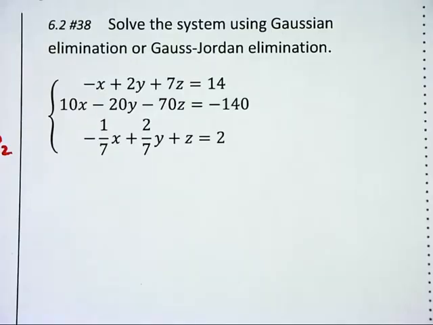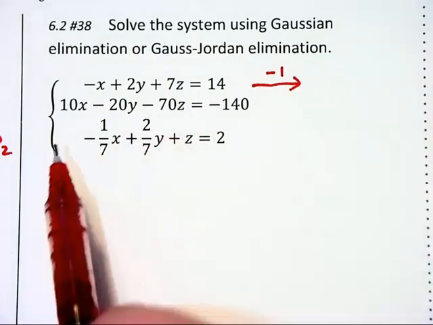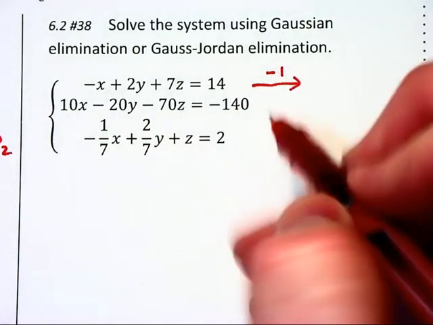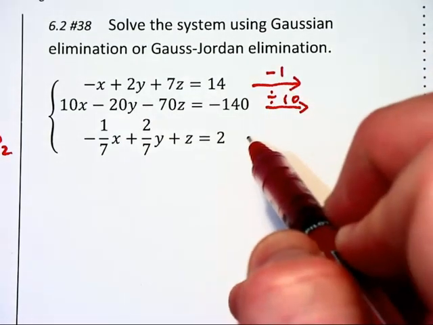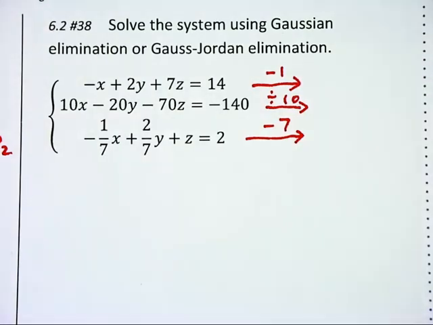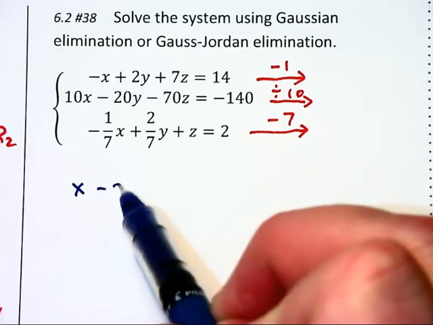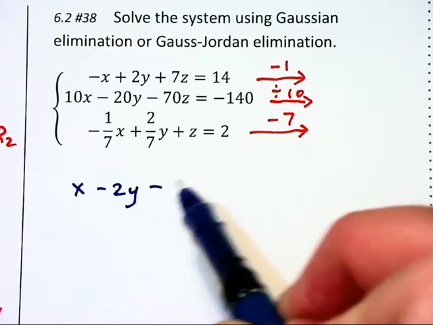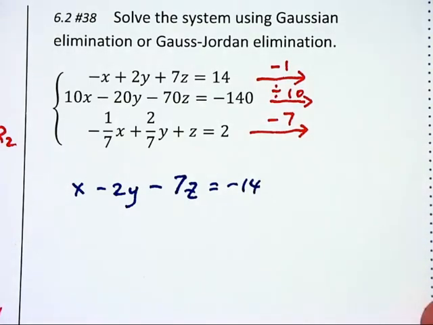Okay, another dependent system. We probably do not want the fractions and the negatives here, so I'm going to choose to multiply that first equation through by -1. I notice everything here is a multiple of 10, so I'm going to choose to divide by 10. And I'm going to multiply this next row by -7. When I do that, the first row becomes x minus 2y minus 7z equals -14.